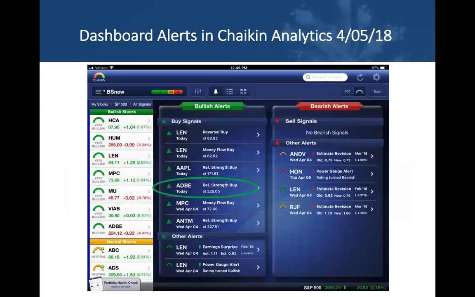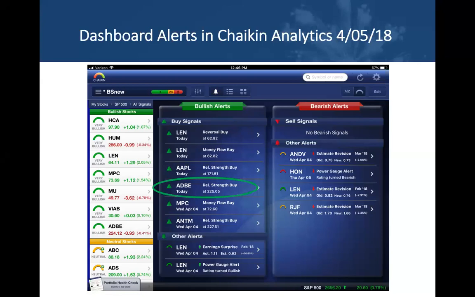Now, in order to help you zero in on these, we have a dashboard in our iPad product and on our desktop product that highlights the stocks that have given you buy and sell signals and power gauge changes in any list, index, ETF in the system.